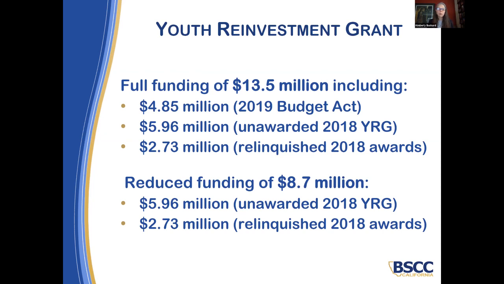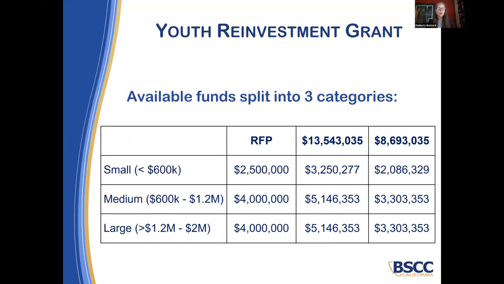But then there's also a scenario where we may be looking at reduced funding of roughly 8.7 million. And the 8.7 million is just eliminating the 4.85 that we talked about a minute ago as having been included in the 2019 Budget Act. So as we put this agenda report together, we worked with those two scenarios, the 13.5 million and the 8.7. And this slide here is showing us what the funding categories look like under those two different scenarios.